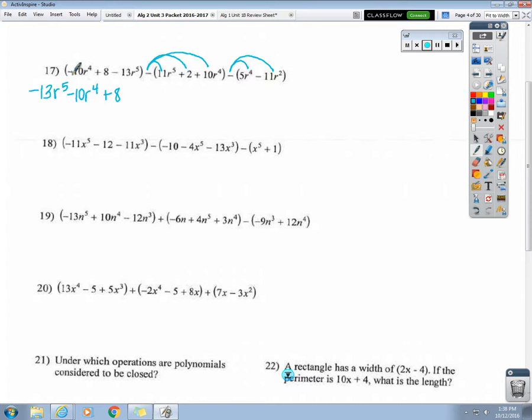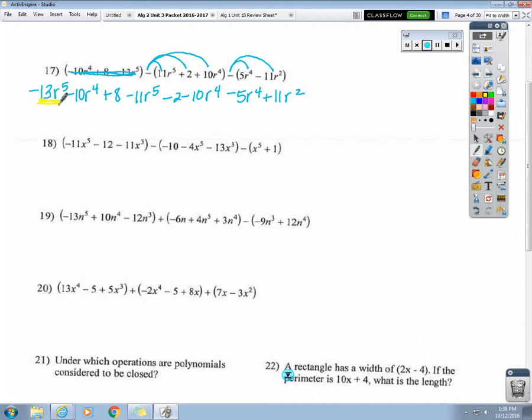Okay, so I rewrote that one, but when I did so, I put it in standard form. Now I need to attach this negative to everything that comes after the negative sign. So this 11 will become minus 11 r to the fifth. And then minus 2, and then minus 10 r to the fourth. This minus will make that 5 minus 5 r to the fifth, and it will make that negative 11 positive 11 r squared.